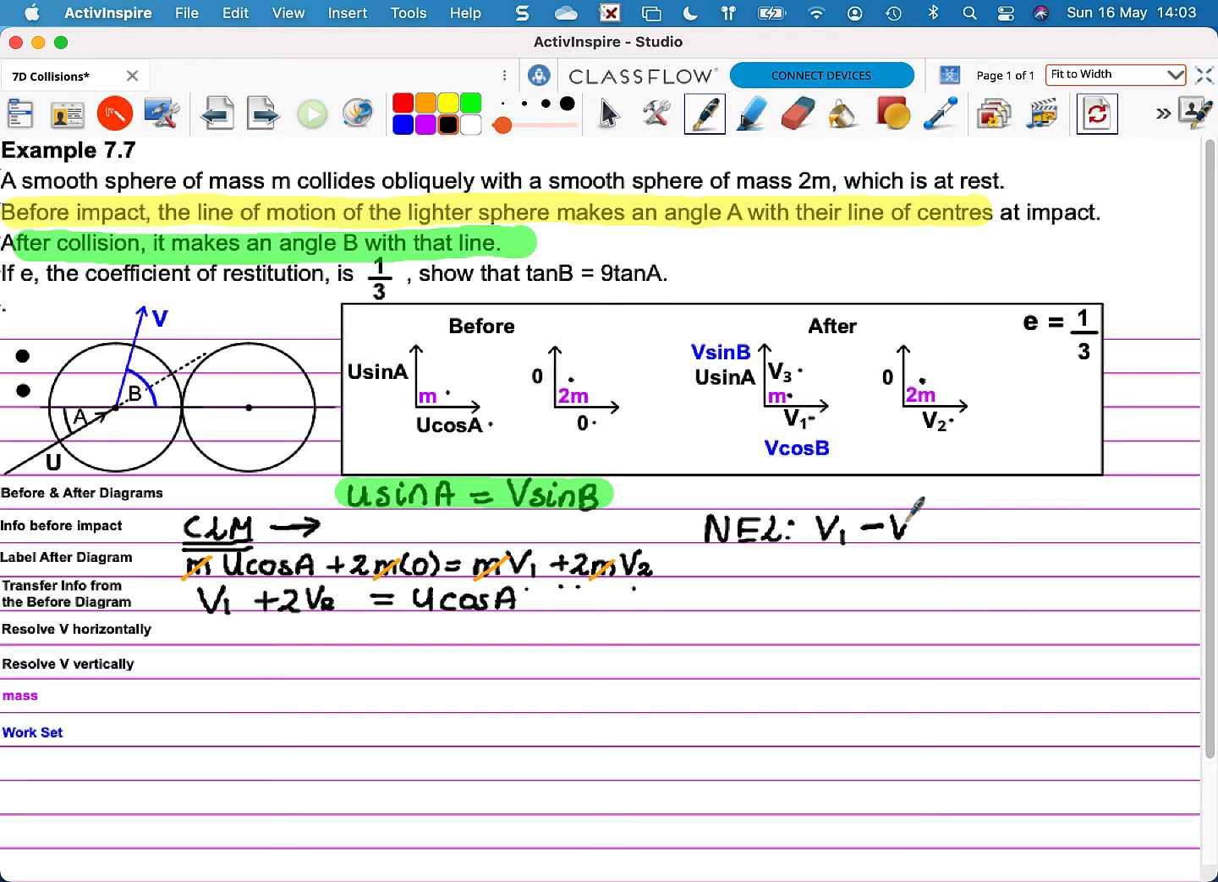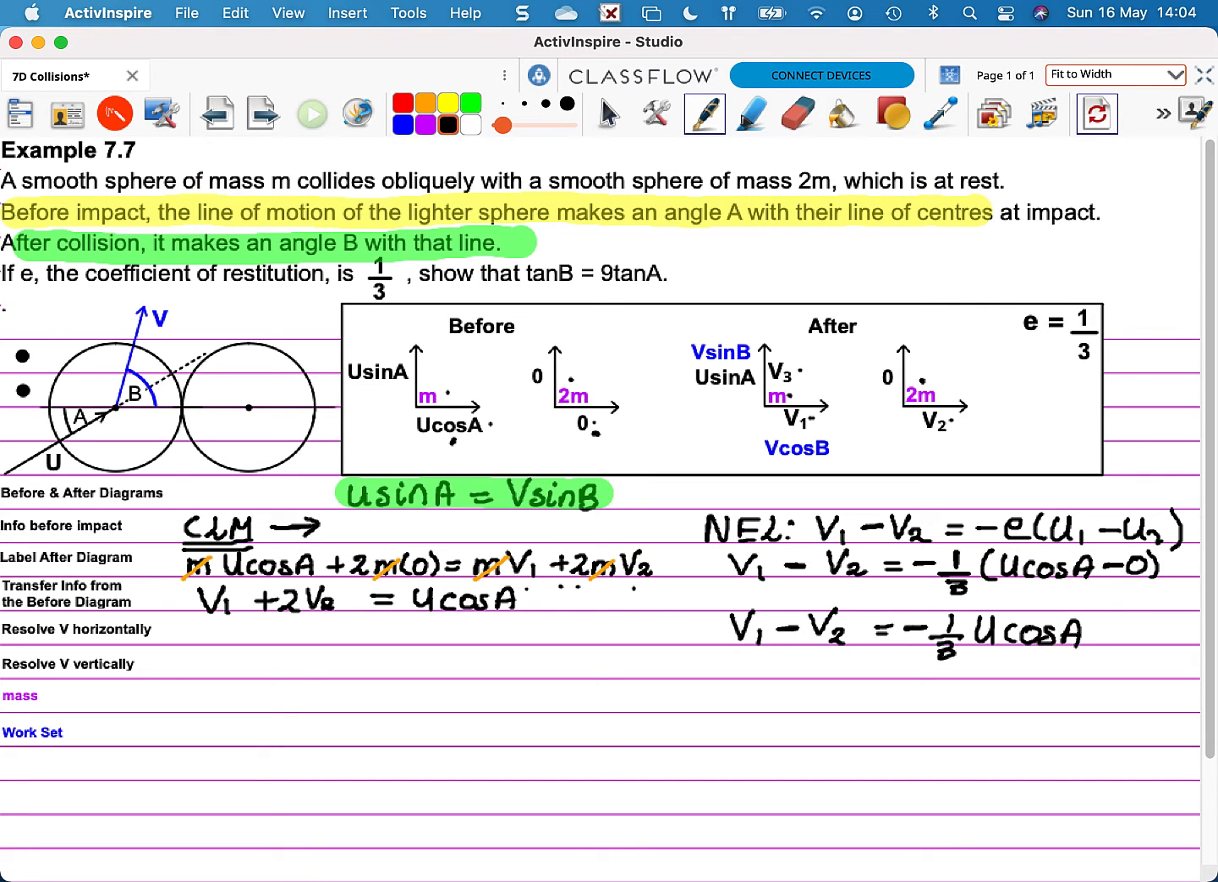So we've got v1 minus v2 is equal to minus e on u1 minus u2. Now v1 is quite simply v1, v2 is quite simply v2, e, we were told in the question, is 1/3. Our u1 is u cos A, and our u2 is equal to 0. So we've now got v1 minus v2 is equal to minus 1/3 u cos A.